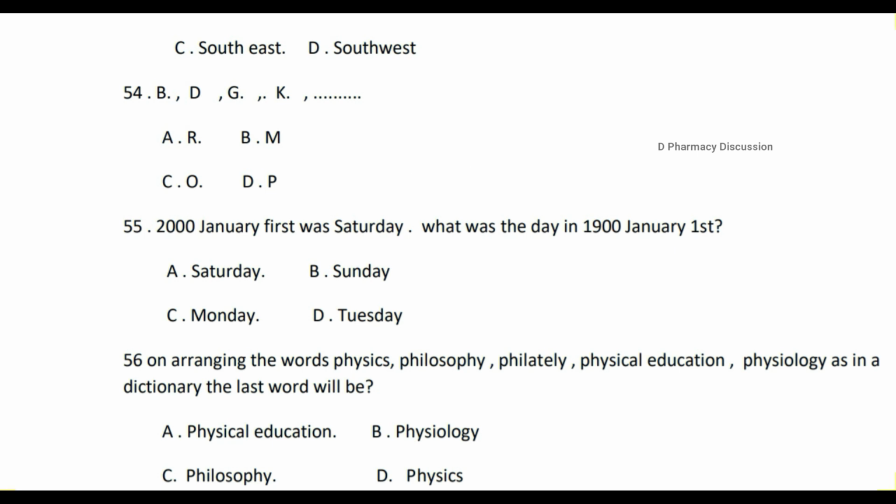Then question number 55. 2000 January 1st was Saturday. Then what was the day in 1900 January 1st? Options are A. Saturday, B. Sunday, C. Monday, and D. Tuesday. And the correct answer is option C, that is Monday.